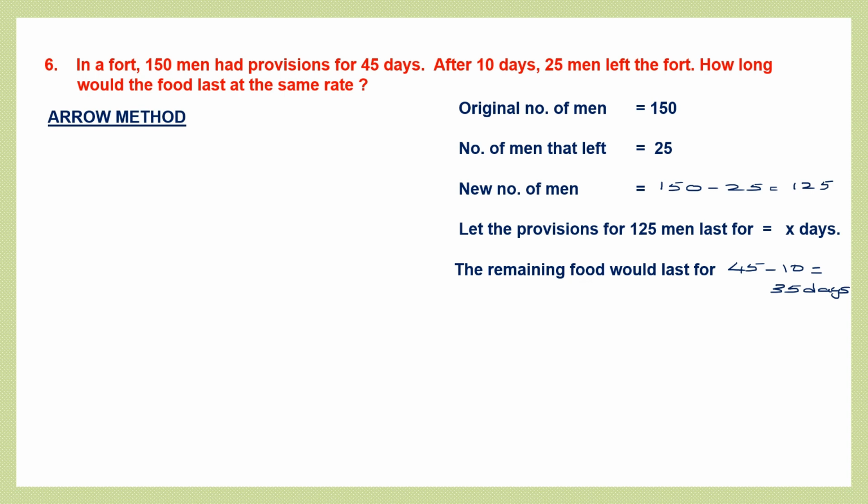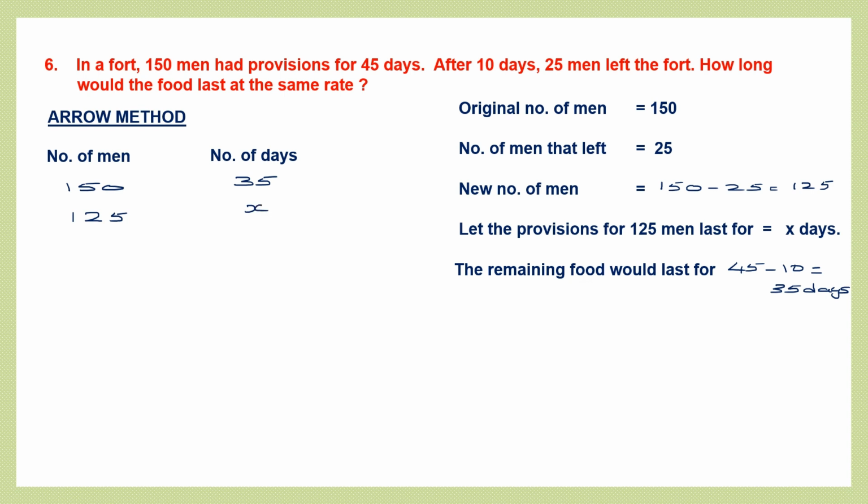Now let's do the arrow method. Make two columns, number of men and number of days. So the number of men first was 150. Now the number of men is 125. The number of days is 35 because 10 days have gone. So now we have to find for x.